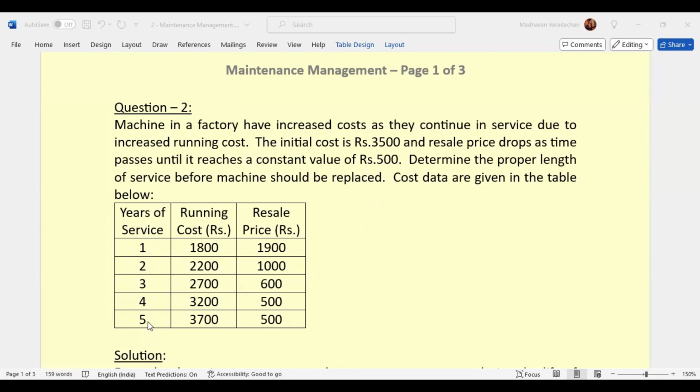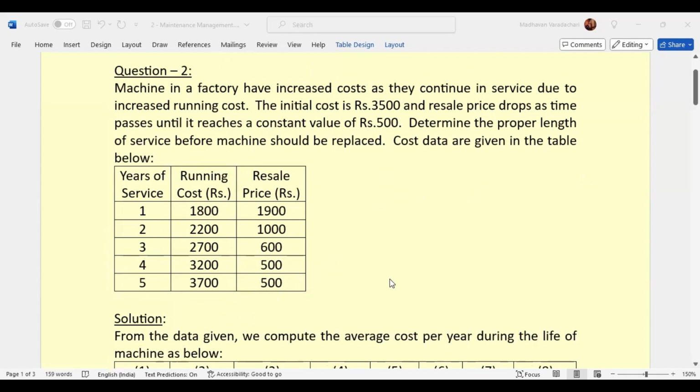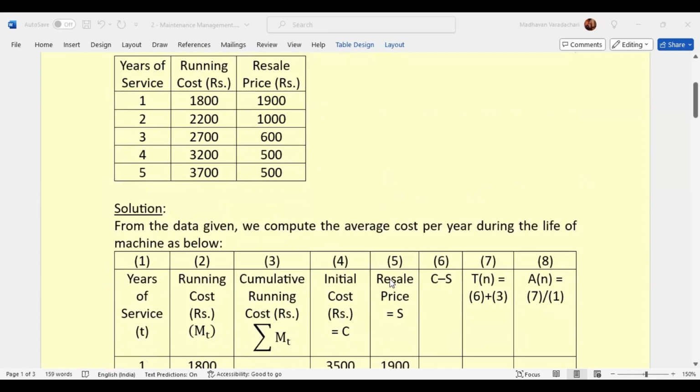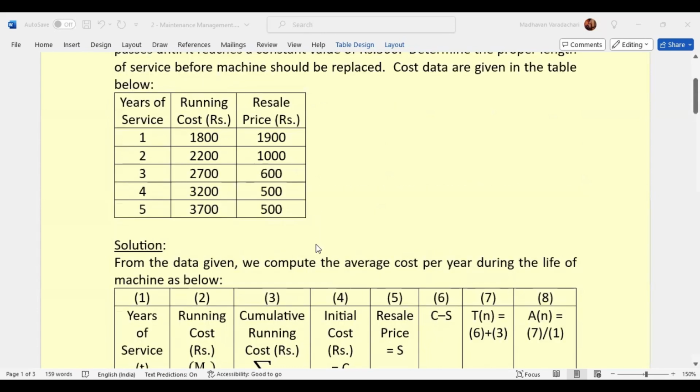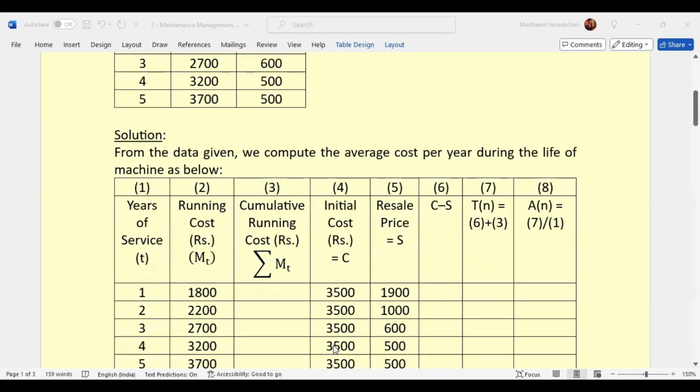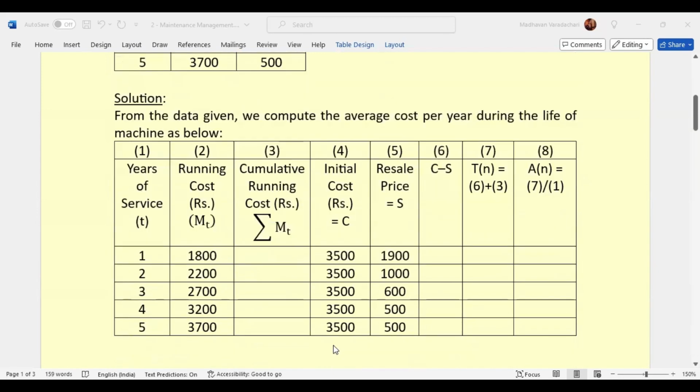For 5 years, they gave us the data of running cost as well as the resale price in rupees. We need to find out what should be the optimum life of this particular machine, meaning when it should get replaced. So for that, we created a table like this, where we wrote in the first column years of service, running cost, whatever is given, and then we copied these values, running cost values and resale values, and also the initial cost. All these are copied.